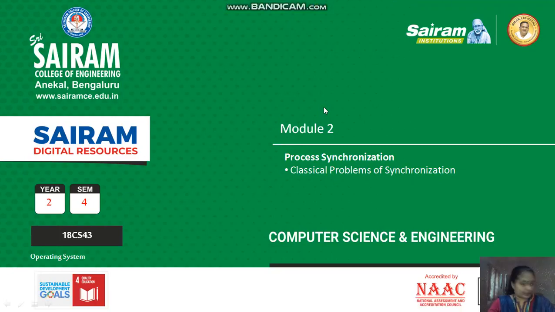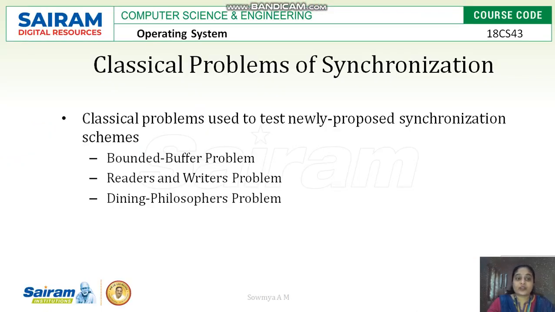Hello everyone. In this video we will see about classical problems under synchronization. Under process synchronization we saw many synchronization solutions. Now we will see some classical problems and how they are solved for synchronization. Under classical synchronization problems we have three different problems: the bounded buffer problem, the reader-writer problem and the dining philosopher problem.